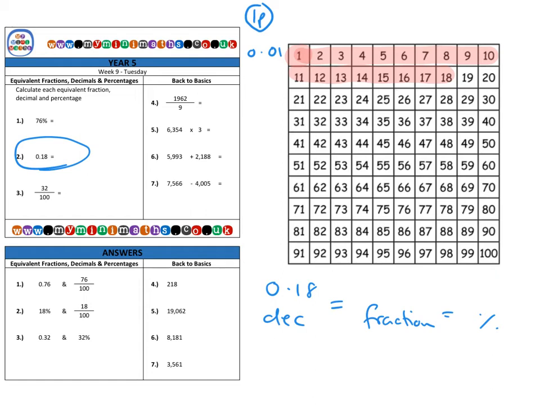And if we take the 0.01 and we've got 18 of them, we can look at this and go, well, hold on, there's only 18 out of the 100 that have been coloured in, just like we have here, 18 per 100. And finally, if it's 18 per 100, we clearly know it's going to be 18%.